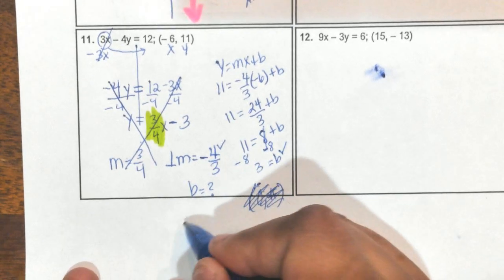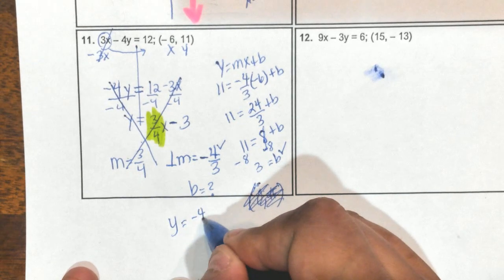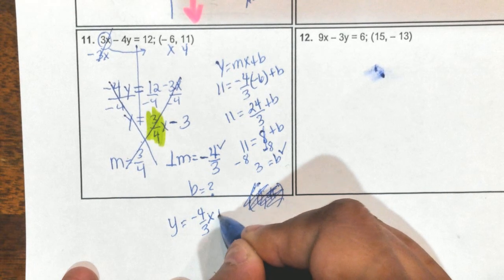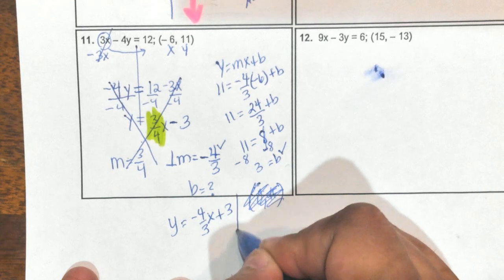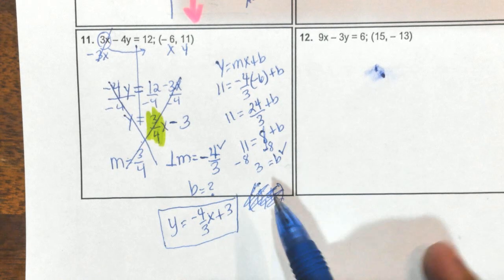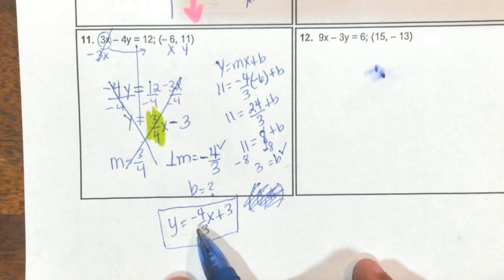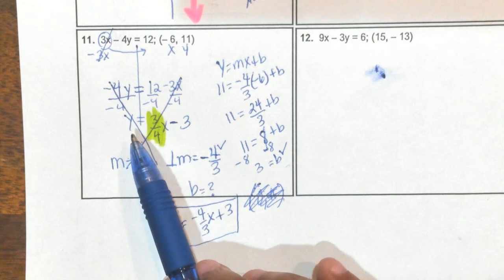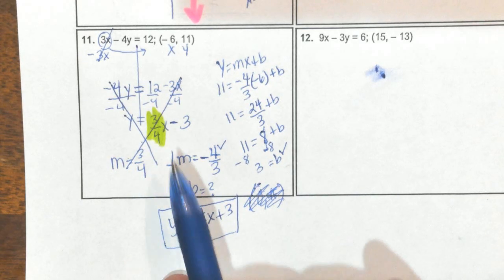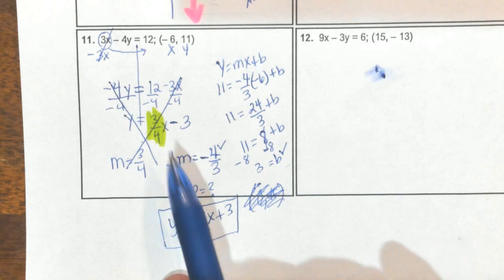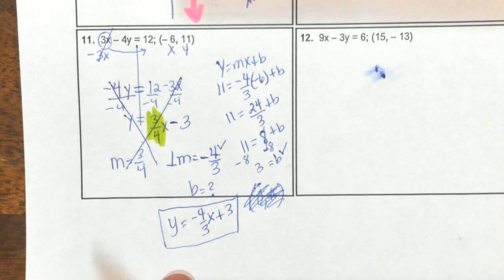So now what is it? Y equals negative 4/3 x plus 3. That line is perpendicular to this line. And you can tell because look at my slopes. They're different. I mean, they're the opposite. Opposite sign, and they're reciprocals of each other.